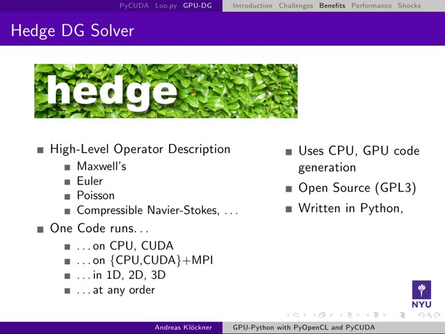A little advertisement: the code called Hedge does Maxwell, Euler, Poisson, compressible Navier-Stokes, runs on GPUs, is GPL3, written in Python, and uses code generation here and there. I hope that by using an OpenCL backend I can unify the two and probably get done with much less code.